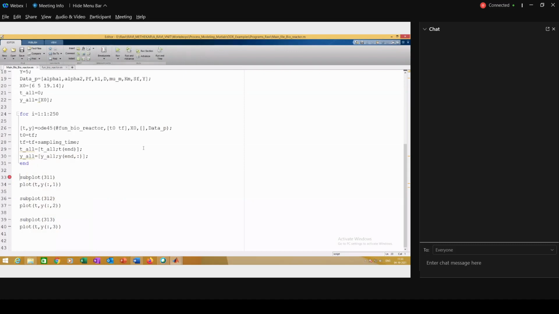Now I need to plot this. So subplot, t underscore all, y underscore all, t underscore all, y underscore all, and t underscore all and y underscore all. Then let's plot it. Let's simulate.